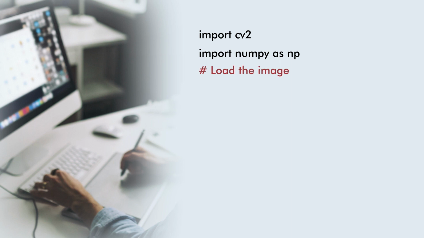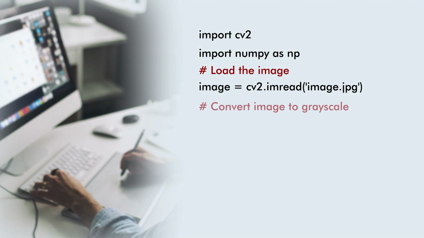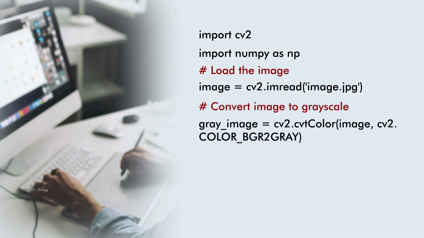After that, we have to load the image, or we can fetch the image from some source using imread. Then we have to convert that image to a grayscale image, again using the cvtColor function. This is used to convert a particular image into a grayscale image. Here we are converting a BGR image to a grayscale image. You can use any other color space, like RGB to grayscale.